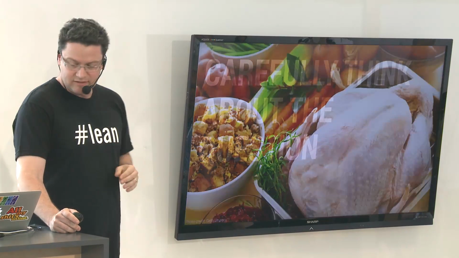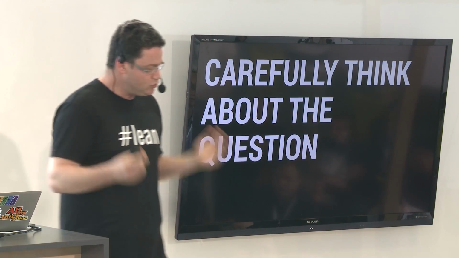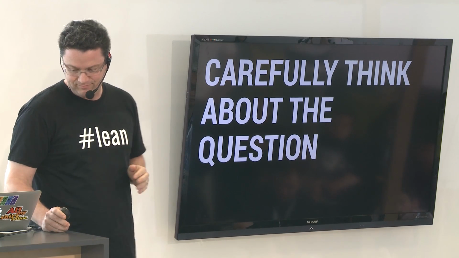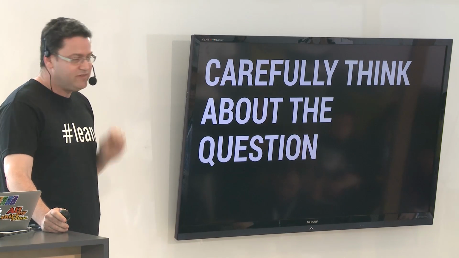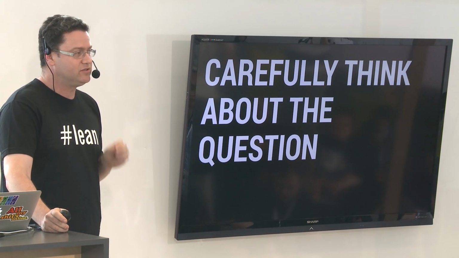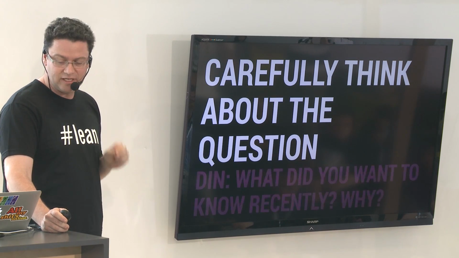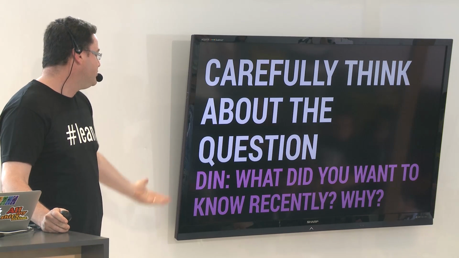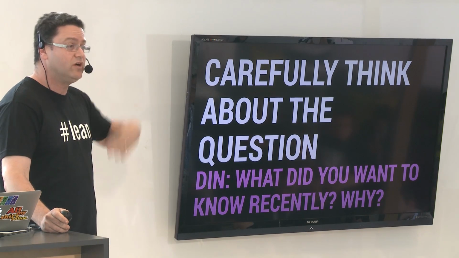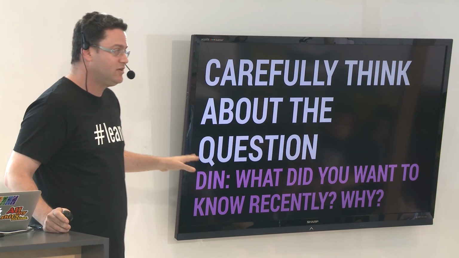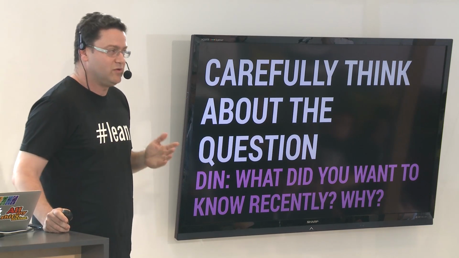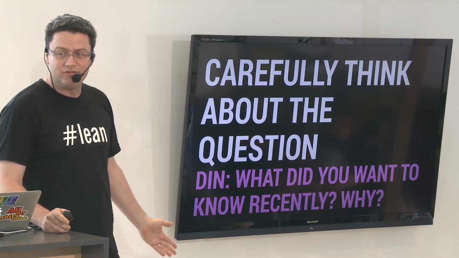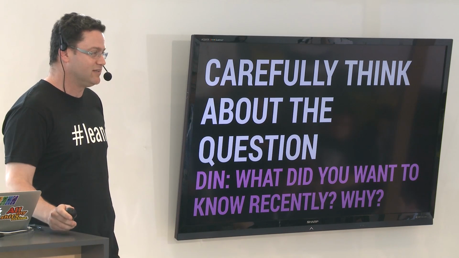Here are the ingredients. This is what you need to do to run an experience sampling study, and it's not really hard. First, you need to very carefully think about the question that you're asking. It's really, really important. Again, in our example, we asked, what did you want to know recently? We also asked, this was the lead question, some more questions. For example, why? Because some answers we learned are not really telling us a lot, and I'm going to give a few examples later.